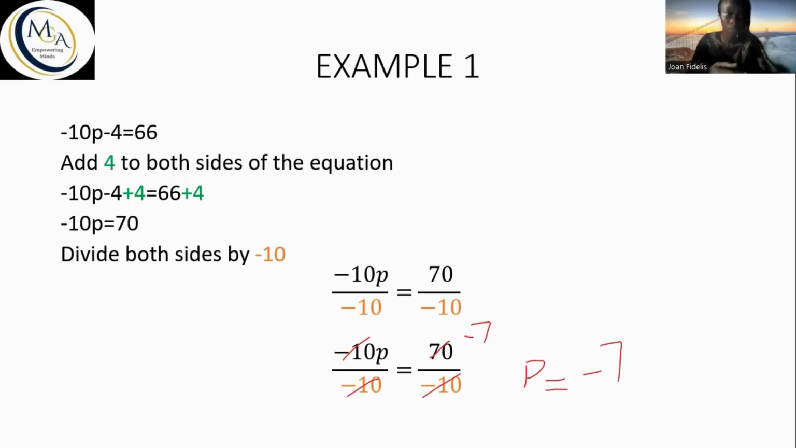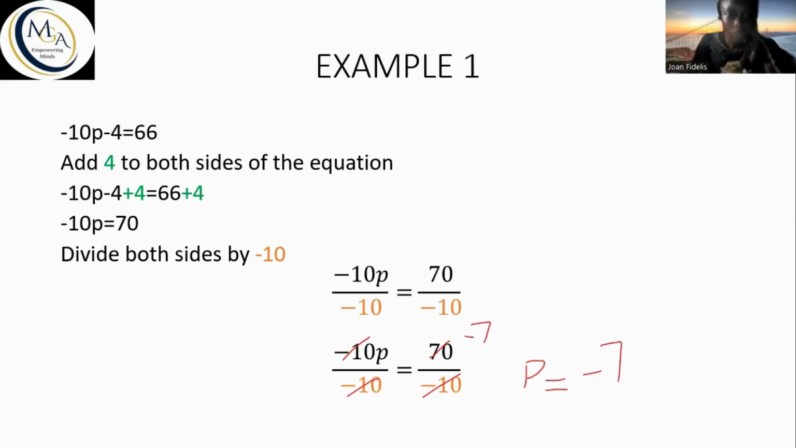So minus 10p minus 4 plus 4 is equal to 66 plus 4. Minus 4 plus 4 is going to cancel out, giving us 0, and then 66 plus 4 is 70. So minus 10p is equal to 70. And then we divide both sides by minus 10. Notice we're not dividing by just 10 alone, we're dividing by the negative value of 10. Okay?